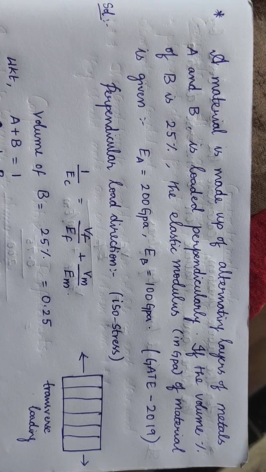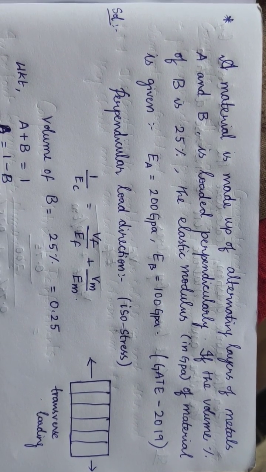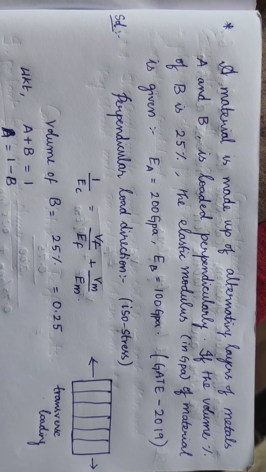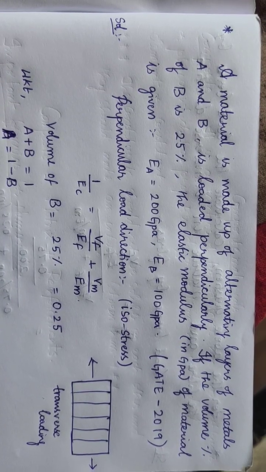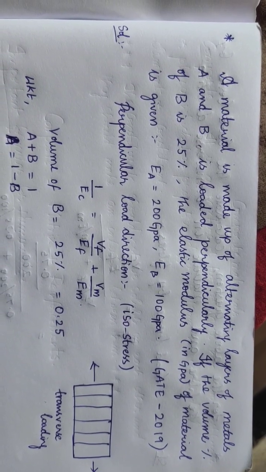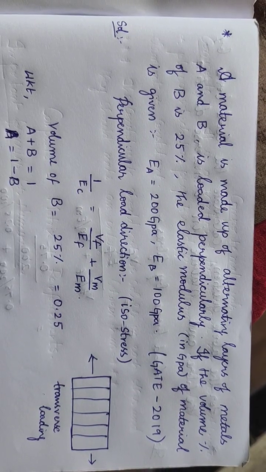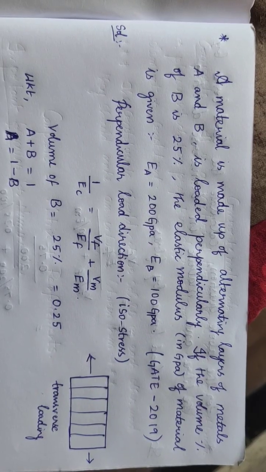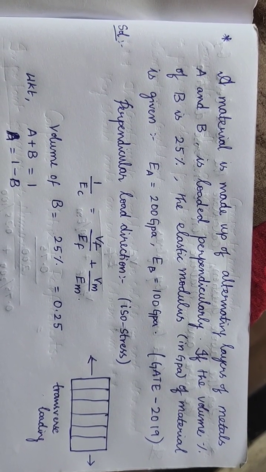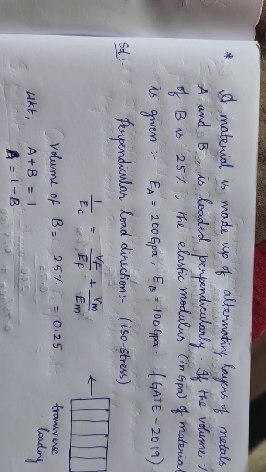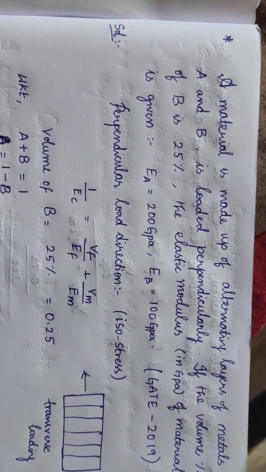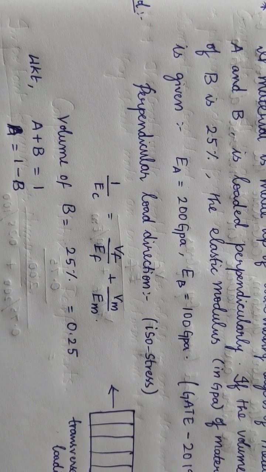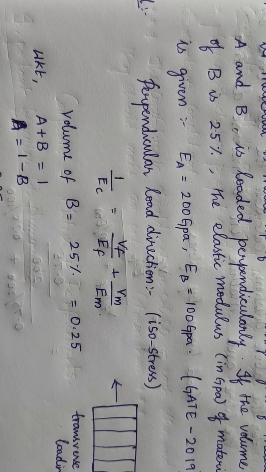Now let's see a question given in the GATE 2019 examination. A material is made up of alternate layers of metals A and B and is loaded perpendicularly, that is in the transverse direction. If the volume percentage of B is 25%, find the elastic modulus of the material in gigapascals. EA equals 200 GPa, EB equals 100 GPa. As we know, the perpendicular load direction is known as isostress, so 1 by Ec equals Vf by Ef plus Vm by Em.